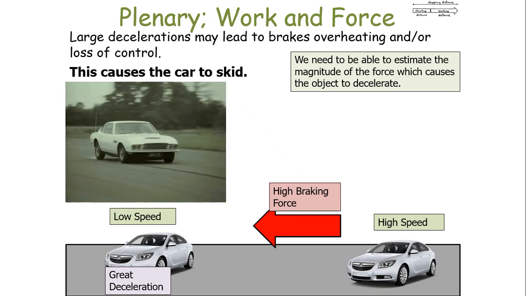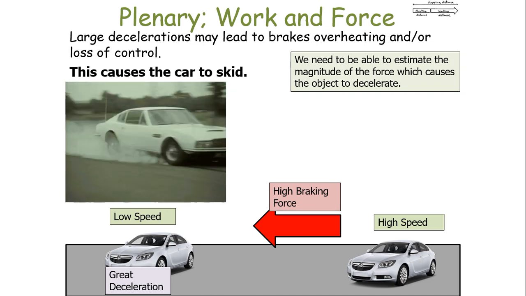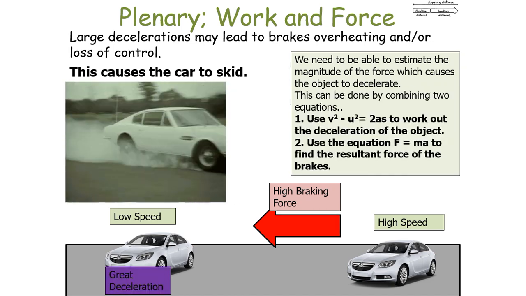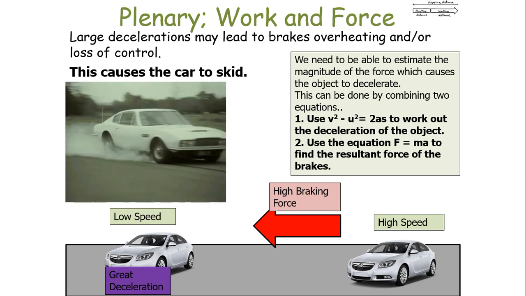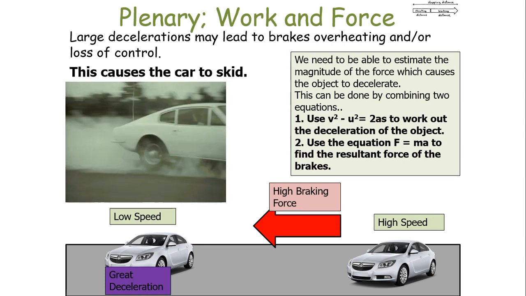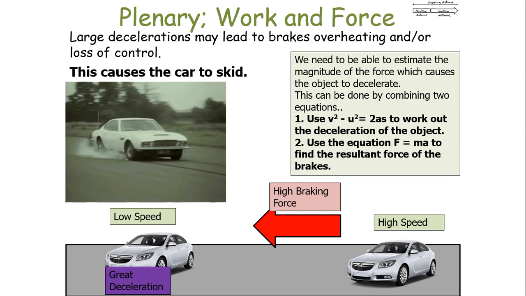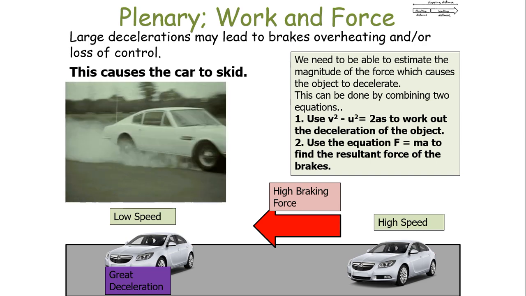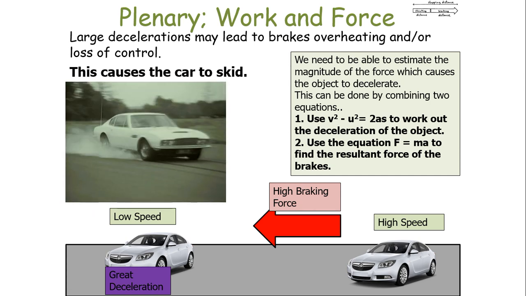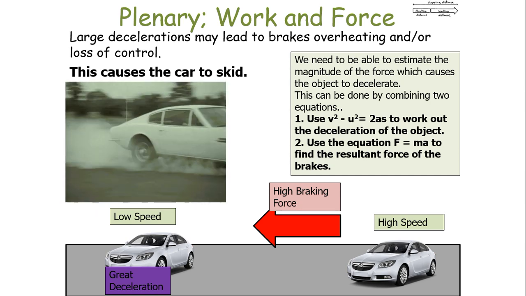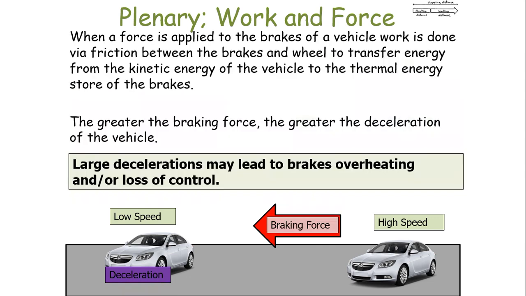And we need to be able to estimate the magnitude of the force which causes these decelerations. This can be done by combining two equations. You use the equation of motion we looked at previously, v squared minus u squared equals 2as, to work out a, the deceleration of the object, and then you place it into the equation F equals ma to find the resultant force of the brakes. So let's just clarify what we've learned there.